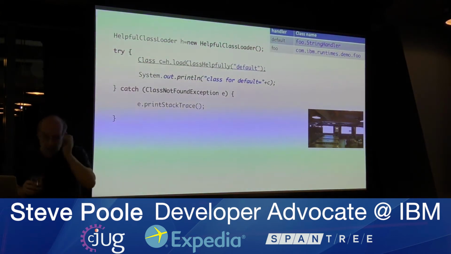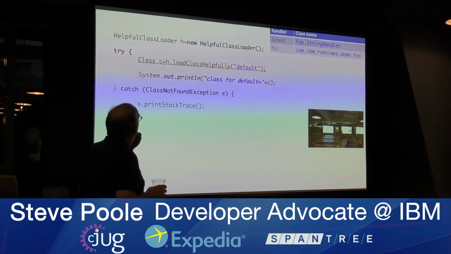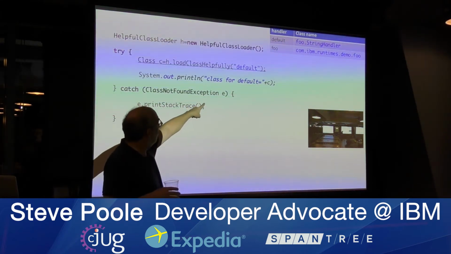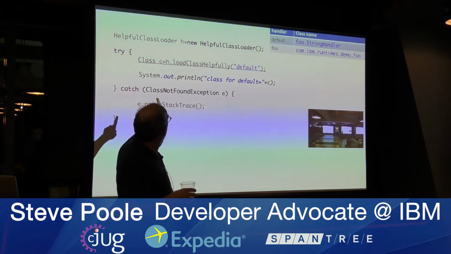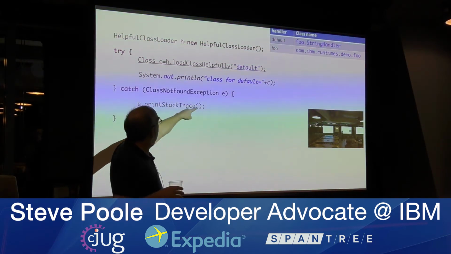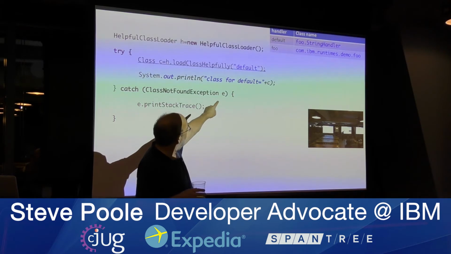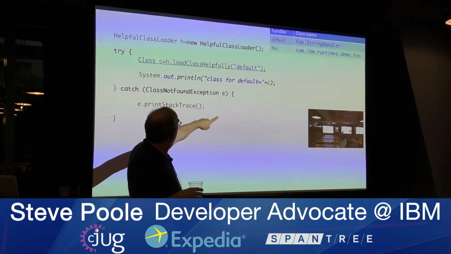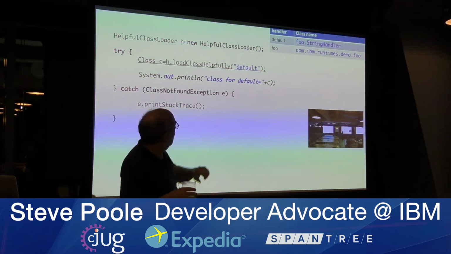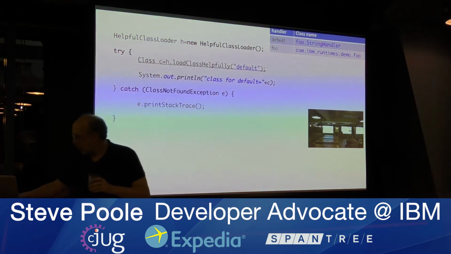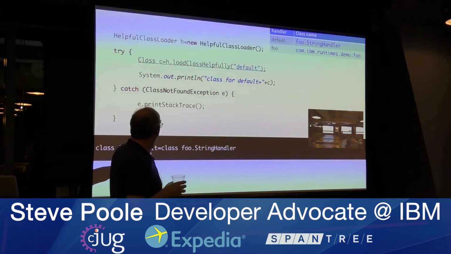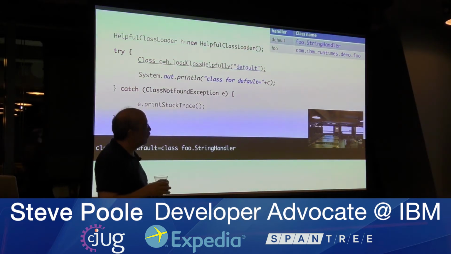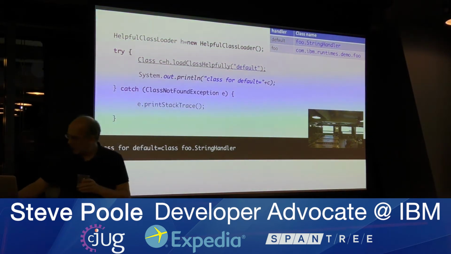So, if I call it, and I say, let's load default. The little table at the top tells you what's in the properties. So load default, System.out.println the class of default. What you'd expect to see is foo.StringHandler. Let's run it. So yeah, class for default equals class foo.StringHandler. Didn't go wrong, no exceptions. Okay.